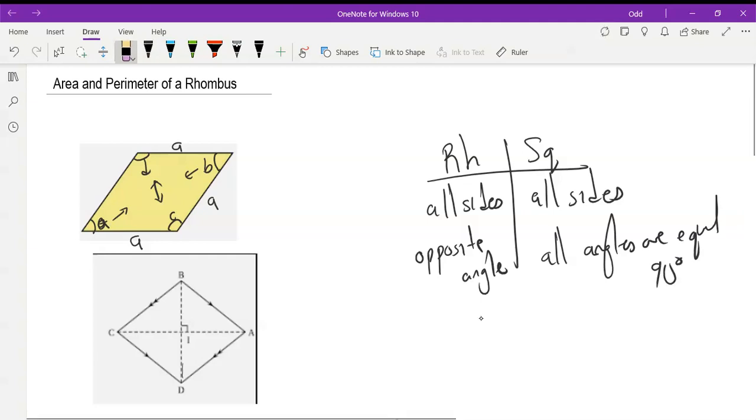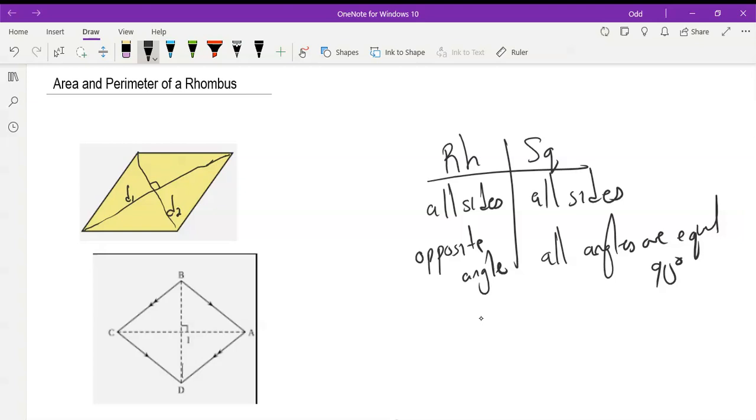Another thing about rhombuses, especially when calculating the area, is the diagonals. So you have a diagonal coming from here to here. Sorry if it's not perfect. And you have another diagonal coming from here to here. The angle between these two diagonals is 90 degrees, so they intersect at an angle of 90 degrees. This is D1 and this is D2, diagonal 1 and diagonal 2.